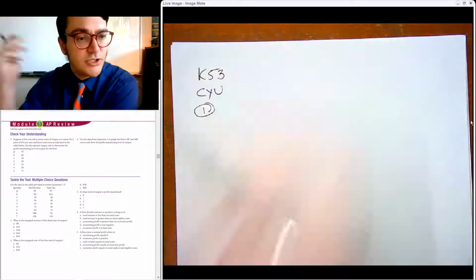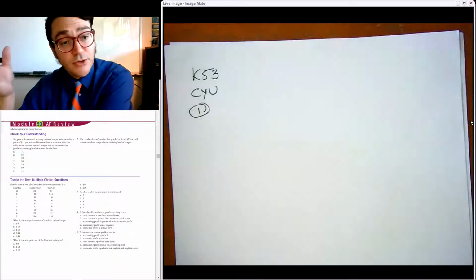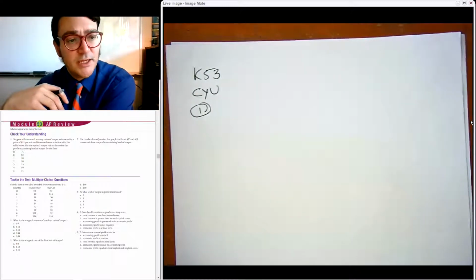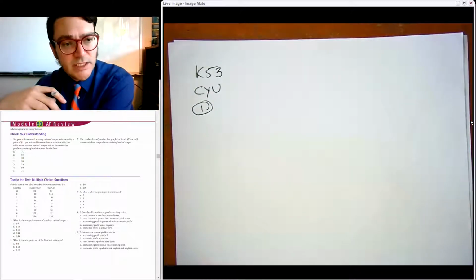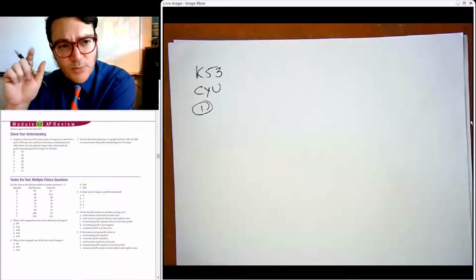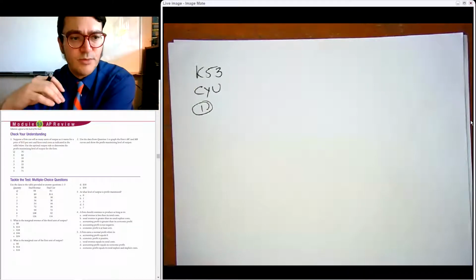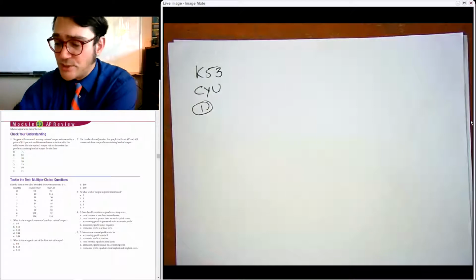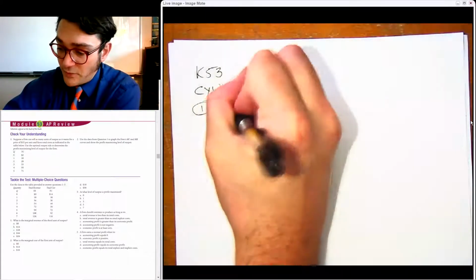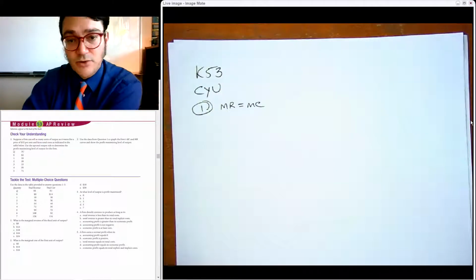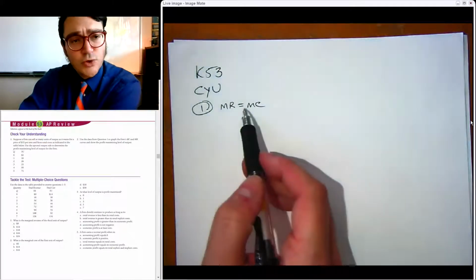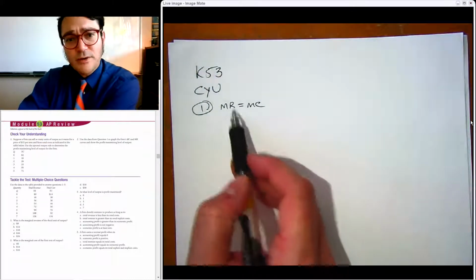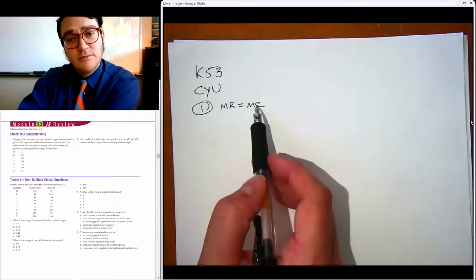So the first question says, suppose a firm can sell as many units of output as it wants for a price of $15 and faces total costs indicated in the table below. Use the optimal output rule to determine the profit maximizing level of output for the firm. So remember that we're looking for MR equals MC, or at least we're looking for the unit where that is true, or the last unit where marginal revenue is greater than marginal cost.